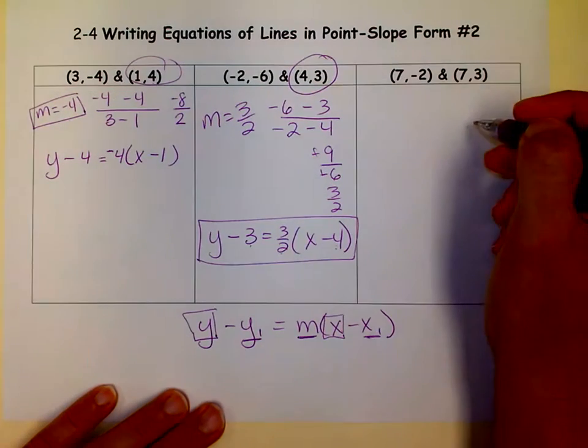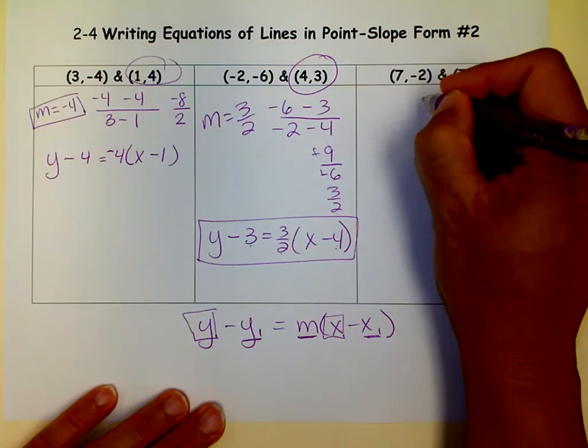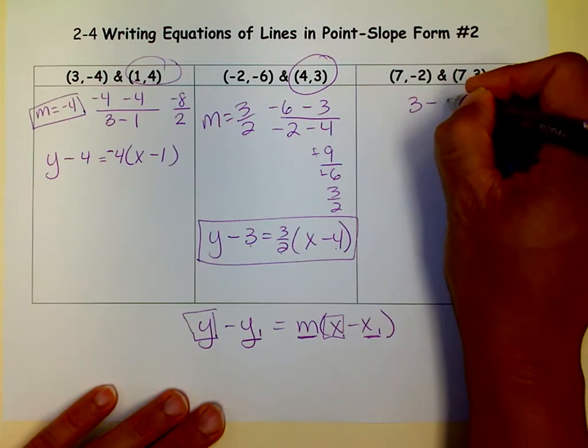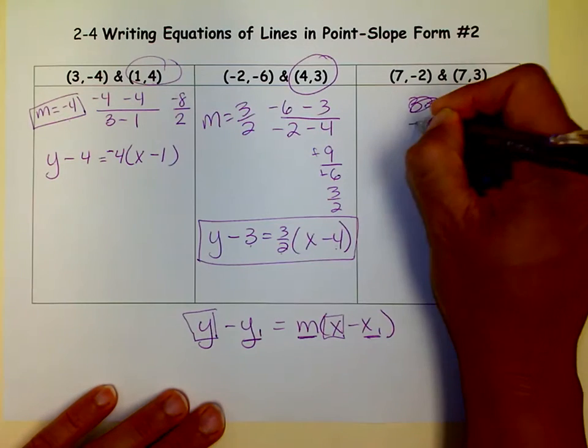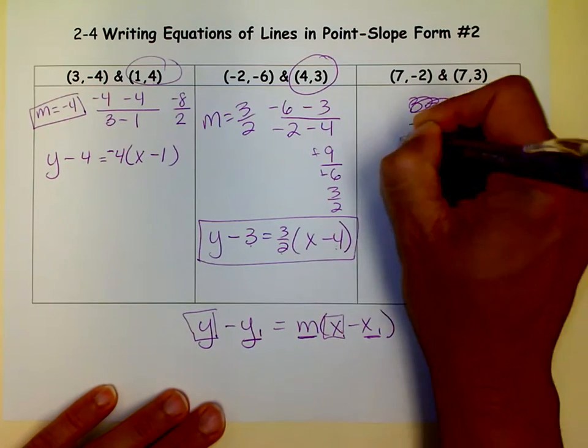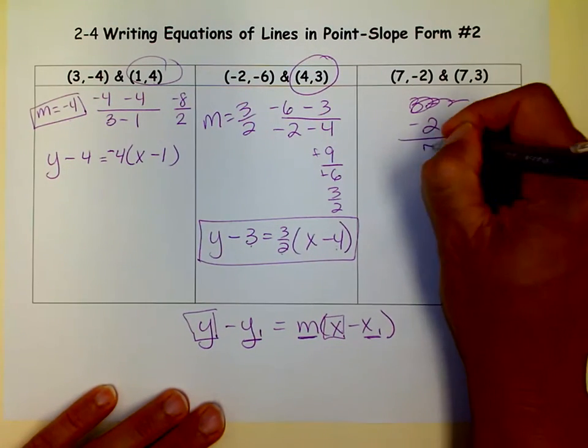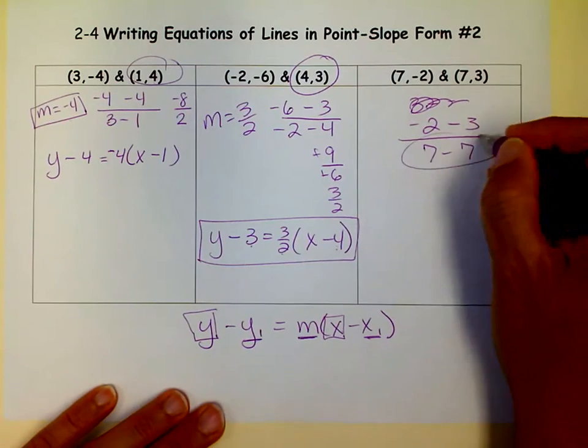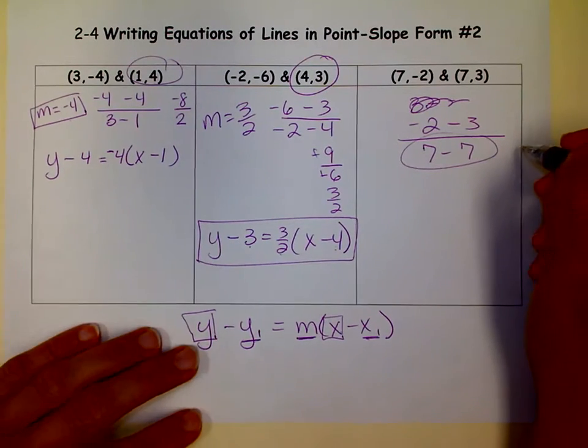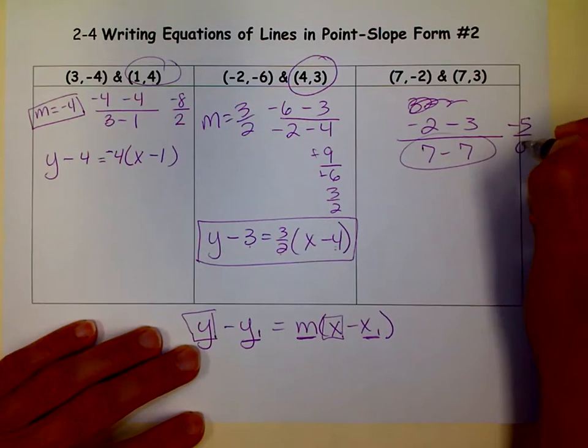Okay, next one, we have to find the slope, of course. So we have 3 minus a negative. I should have started with negative 2 because I've been doing that. So let me go back to that. Negative 2 minus 3 and 7 minus 7. Well, what do you notice about 7 minus 7? It's 0. So we have negative 5 over 0.